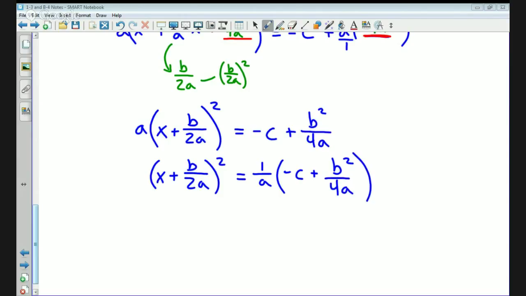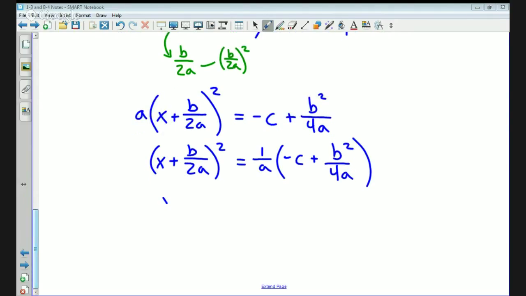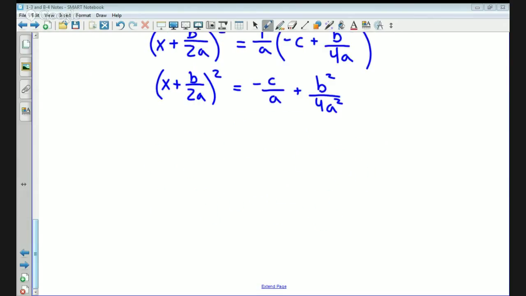And so getting closer here. I'm not going to take the square root yet. I just want to clean this up a little. So we have negative c over a, distributing the 1 over a into that term, and then plus b squared over 4a squared. So that's coming in again. I want to get this right side cleaned up a little more. It's going to make this pop out a lot better if I do this.